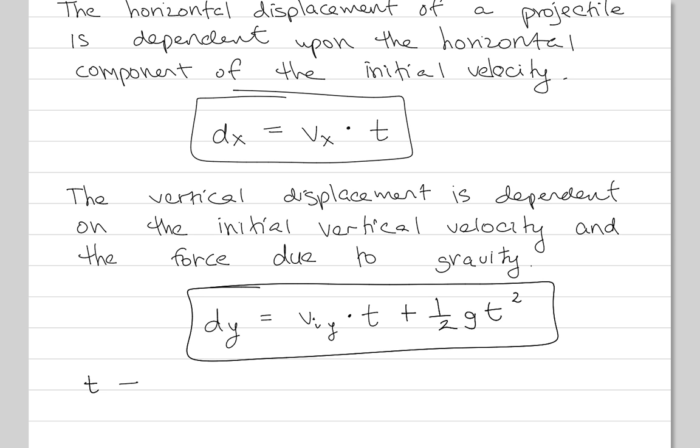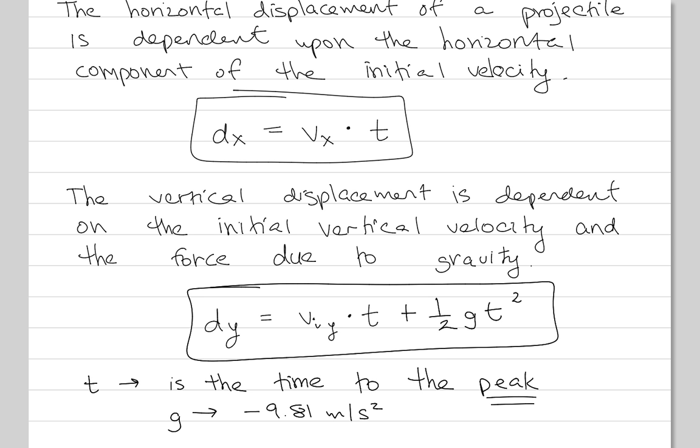You've got to be careful with this formula because t is the time to the peak. You want the maximum displacement, so you're going to use the half time mark. If it takes 10 seconds to catch the ball on the other side and you wanted the vertical displacement, you'd have to use a value of half of that. You'd have to use 5 seconds. Okay? And then of course g, everybody knows g, negative 9.81 meters per second per second.